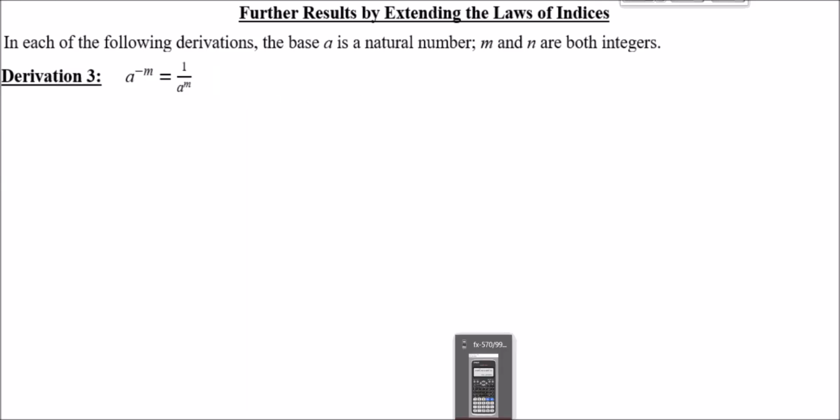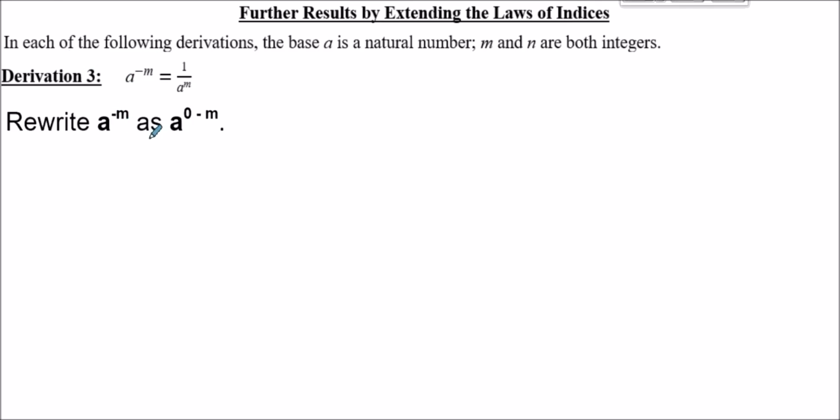The third derivation. So this is a nice little trick, actually. a to the power minus m is the same as the reciprocal of that thing to the positive power. This is a little bit of a trick, which I think is quite neat. So I'm just going to rewrite a to the power minus m slightly. I'm going to rewrite this as a to the power 0 minus m. Remember, subtracting m is the same as subtracting it away from 0.